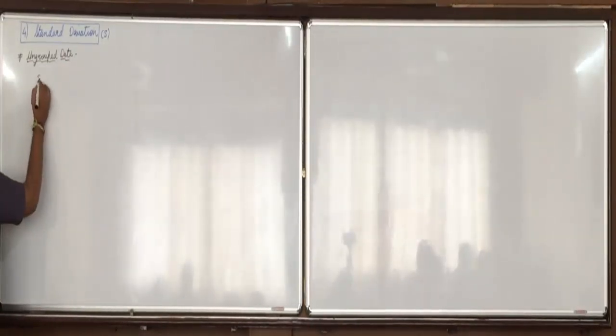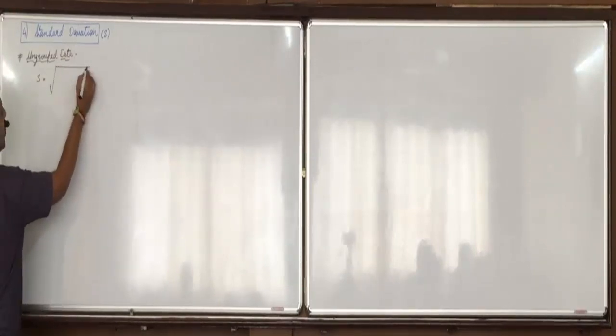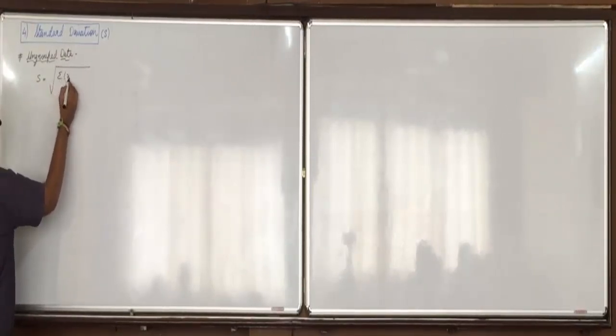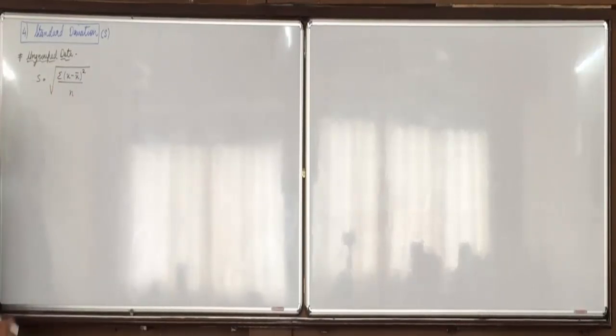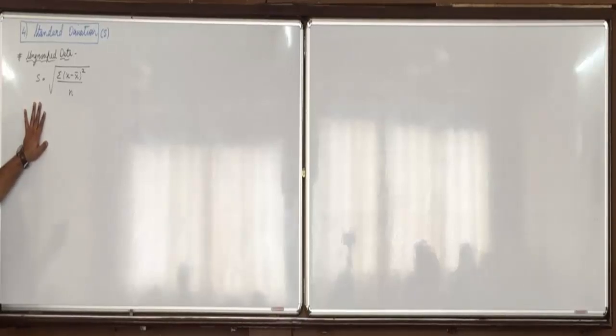One is square root of sigma x minus x bar whole square upon n. This is the main formula of standard deviation which will never be applied. As per the definition, the formula which is open, the other ones are the derived ones, reduced ones. So main formula is square root of sigma x minus x bar whole square upon n.